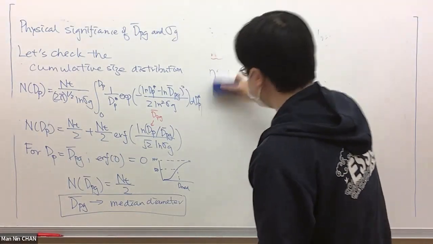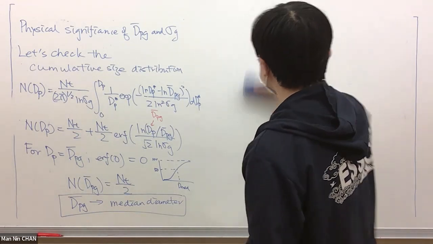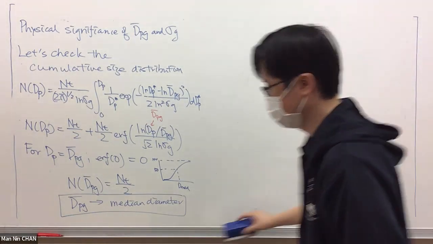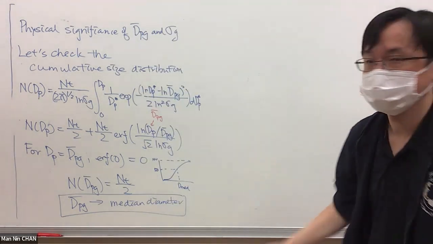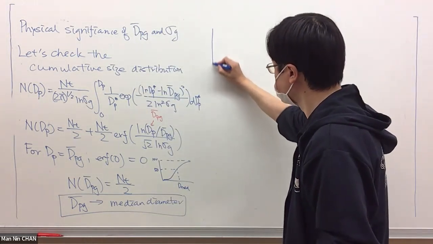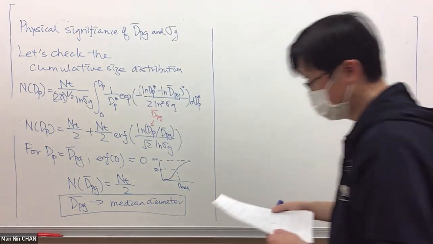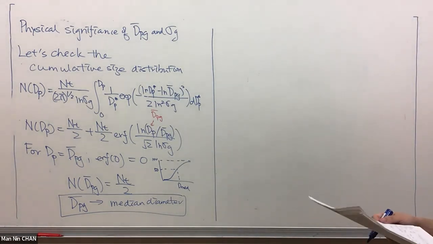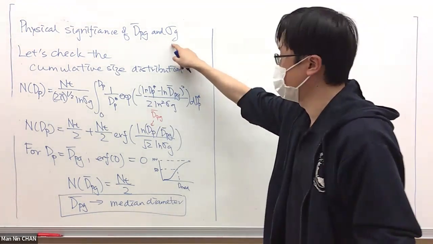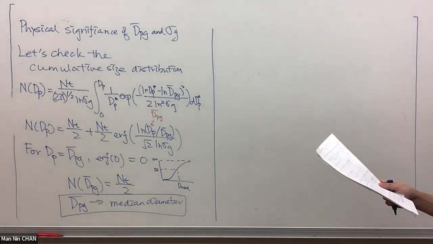Okay, so now we go for the other one. Now we want to look at the sigma G here.